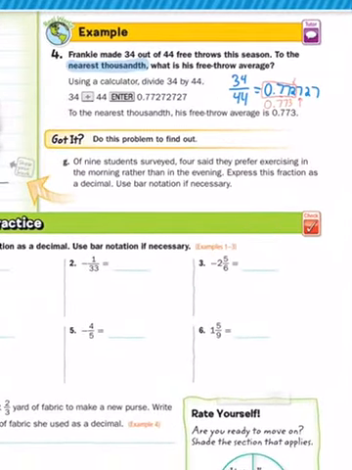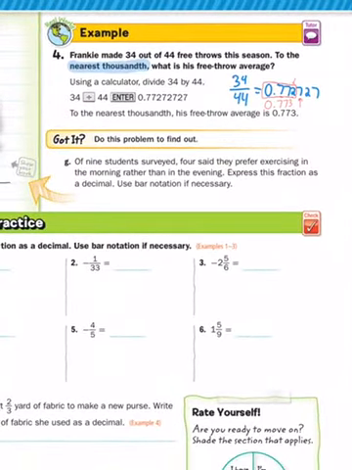All right, now I want you to try G. We'll read it first, just to make sure in case you have any questions. In G, it says, of 9 students surveyed, 4 said they prefer exercising in the morning rather than the evening. Express this fraction as a decimal. So you're changing the fraction to a decimal. Use bar notation if necessary. That means if it's a repeater, you write it with the line over the number, right?